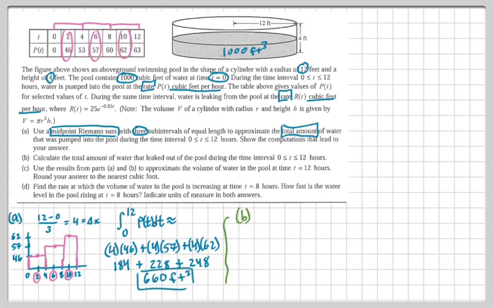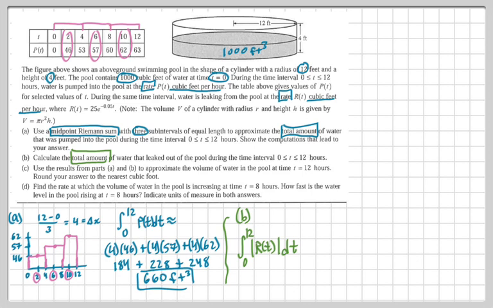Now B is asking us to calculate the total amount. Oh, there's another calculus term. Total amount of water that leaked out of the pool during the time interval. Okay, so we know R is defined earlier up here as the rate at which the water is leaving or leaking out of the pool. So we have to do the integral of that function.